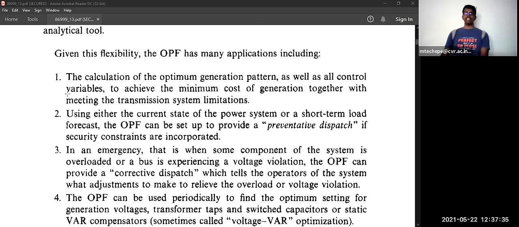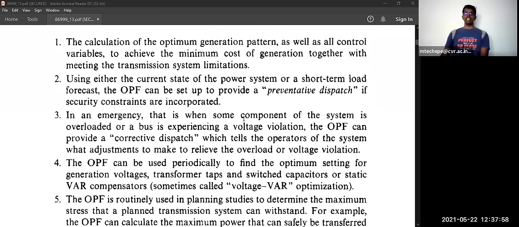Okay, so the current state of the power system or short-term load forecast, that is OPF can also provide the preventive dispatch. Okay, corrective dispatch we have seen, preventive dispatch. So for preventing from particular outages or particular contingency, that is called preventive dispatch if the security constraint is also incorporated.